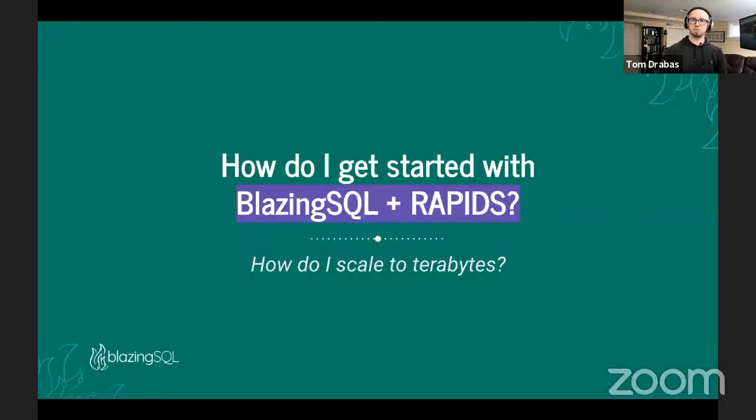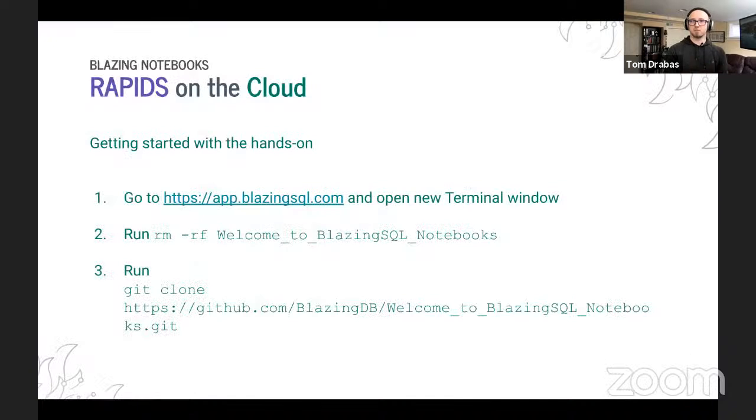So how do you get started with Blazing SQL and Rapids? Well, there's a couple of ways you can do this. Today, we're going to use appblazingsql.com, but you can also go and download a Docker container or install the Blazing SQL via Conda. We are right now part of Rapids, so whenever you download Rapids, you automatically have Blazing SQL included. So right now, this is a very quick, very dirty introduction to Blazing SQL.